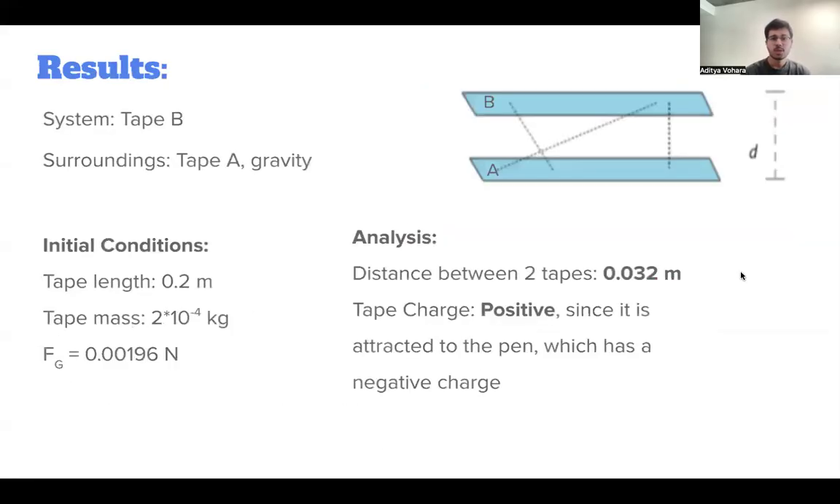The results here are, just to reiterate, the system in this case was tape B and the surroundings were tape A, everything else, and the cavity. The initial conditions were a length of 0.2 meters, a mass of 2 times 10 to the minus 4 kg, and a force of gravity of 0.00196. In the analysis, the distance between the two tapes was 0.032 meters, and the tape charge was positive as it got attracted to a pen which was negative. As we discussed earlier, unlike charges attract and hence the positive-negative match here.